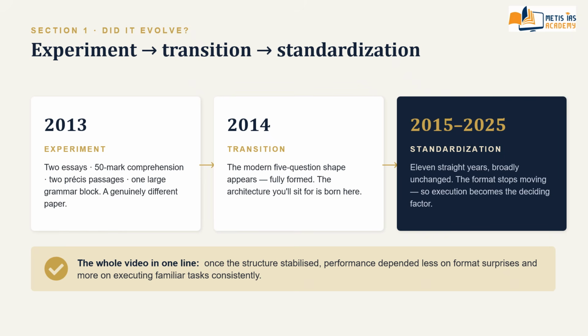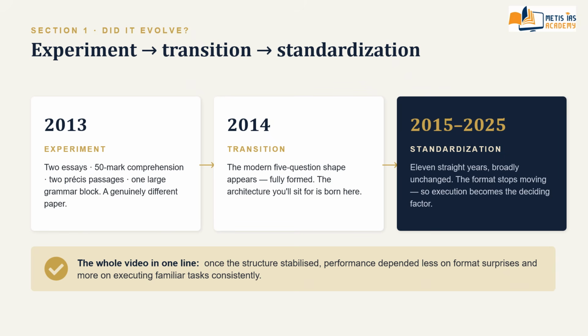One quick snapshot I have to tell you, because someone will ask: did the paper evolve? Barely. You have to say that answer. Barely. And the shape of that change is the whole story. Because 2013 was experiment and 2014 was transition, and the 5-question structure is fully formed in the 2014 paper, and then standardizes, running broadly unchanged till the 2025 examination.